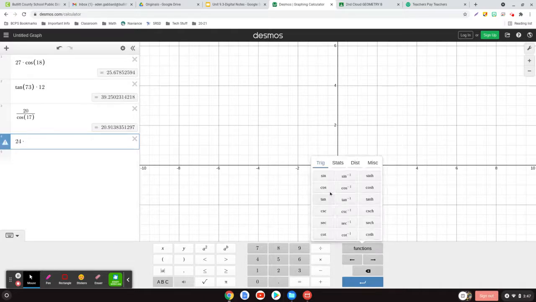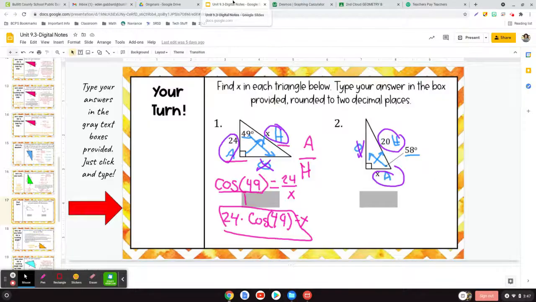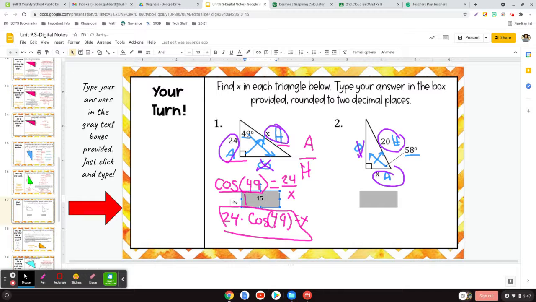We put in 24 times the cosine of 49. And that gives us 15.745. Our 5 tells our 4 to round up, so 15.75. So in this little gray box, we have 15.75.